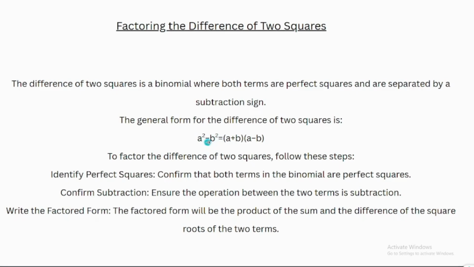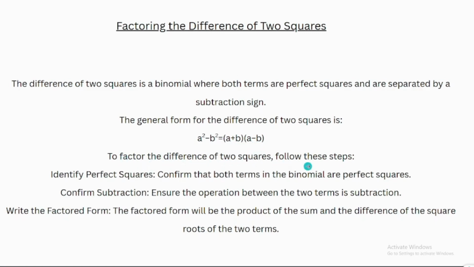There is no addition here. It's not allowed to make a difference between two squares with addition, so the sign will be minus. a squared minus b squared equals two parentheses, a plus b times a minus b. This parenthesis a plus b is called a conjugate for the second parenthesis. When we turn plus into minus for the second term, these are conjugates.